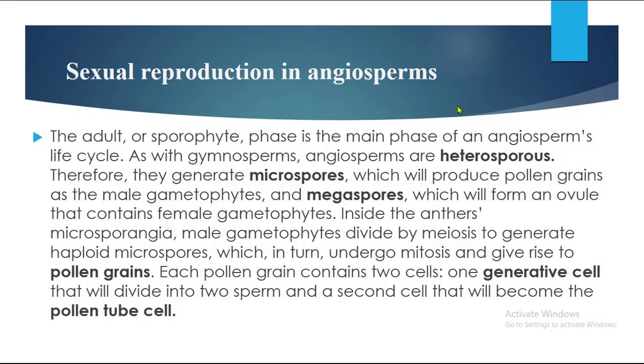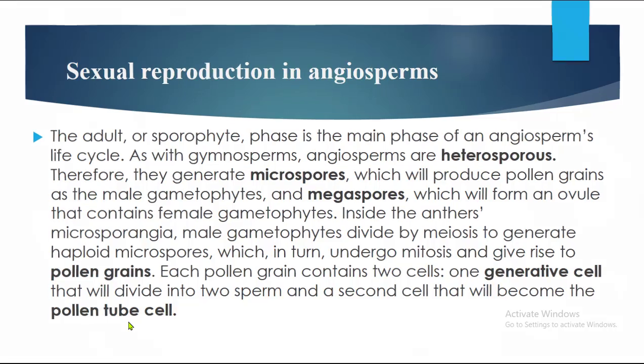Right? Then inside anthers, microsporangia. Anther was the part of the stamen, the male part. Microspore mother cells divide by meiosis to generate haploid microspores. Microspores are again haploid, which in turn undergo mitosis and give rise to pollen grains. Each pollen grain contains two types of cells, generative cell and pollen tube cell. The generative cell produces two sperms and the pollen tube cell has one nucleus that is going to form the pollen tube. We will discuss in the cycle.